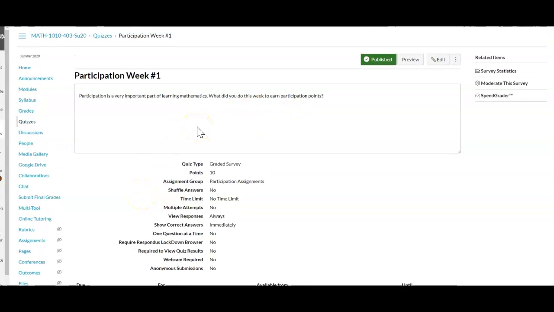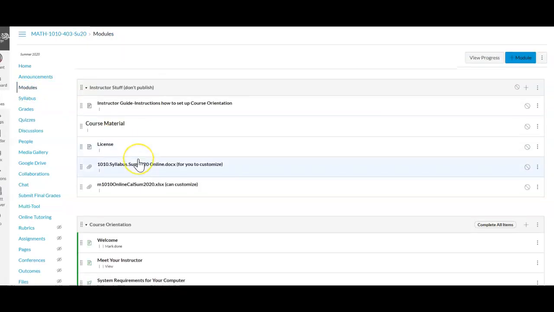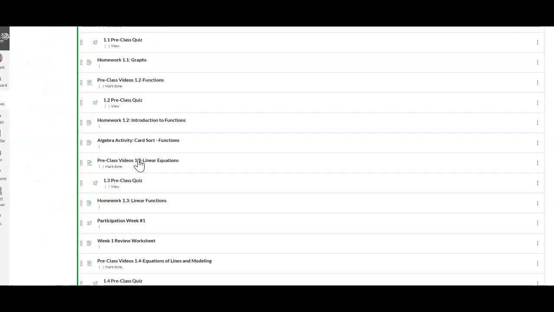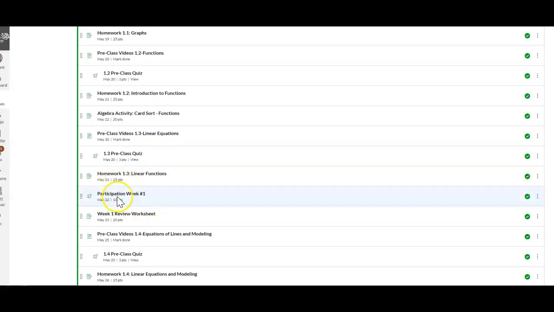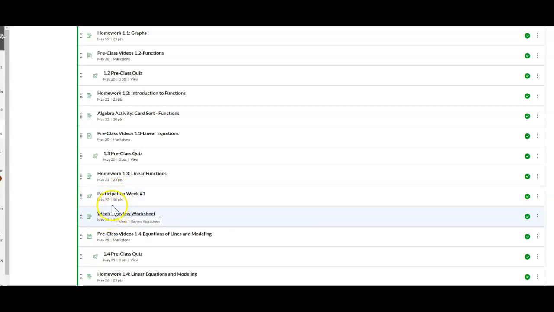Sorry, I can't see. It's really tiny. Oh, let's see. I know there's a way to make your screen a little bit bigger. You can find them under quizzes, but really the best way to find everything is just under modules, because then it's in order. Each week we'll have one of those. After you do all of this stuff, this is where the participation week comes in. But like I said, I'll change that so it's due on Saturday also.